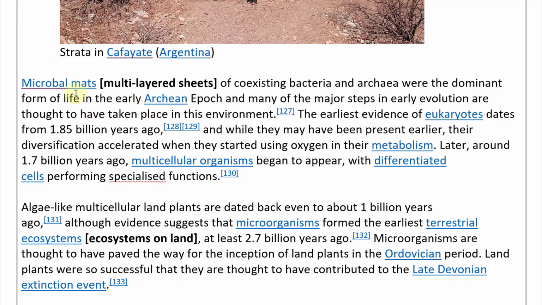So microbial mats, or multi-layered sheets of coexisting bacteria and archaea, were the dominant form of life in the early Archean epoch, and many of the major steps in early evolution are thought to have taken place in this environment.